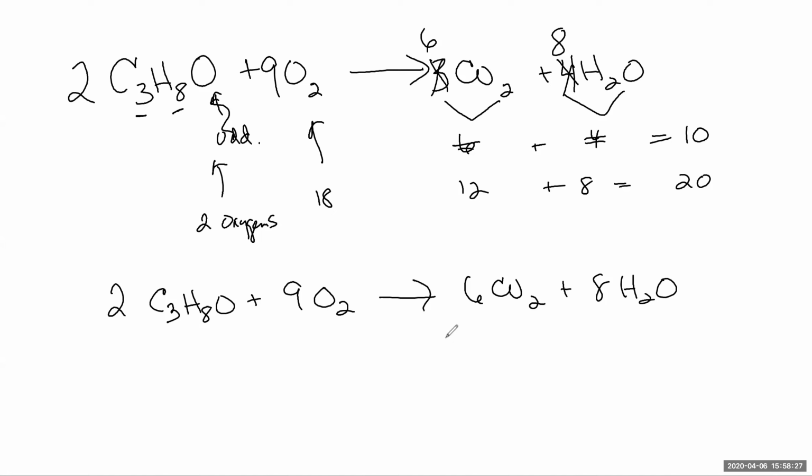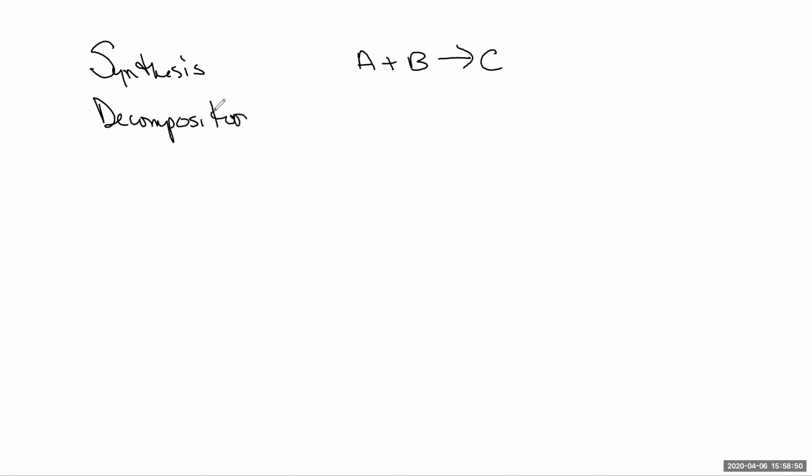So just as a summary, we talked about 5 different kinds of reactions. We talked about synthesis. And remember, synthesis, we're going to be A plus B turn into C, only one product. We talked about decomposition. Decomposition is when one thing turns into 2 or more. And the key is there's only one reactant in decomposition.